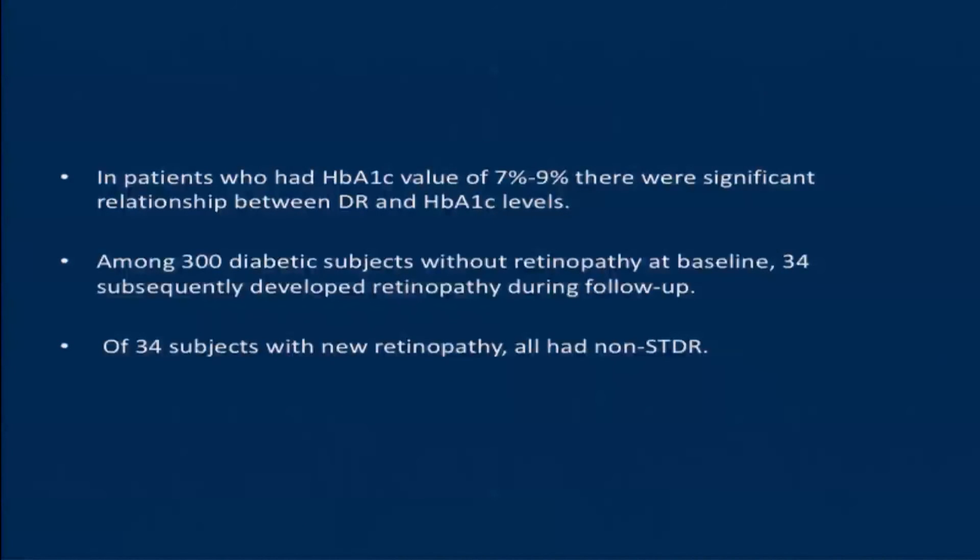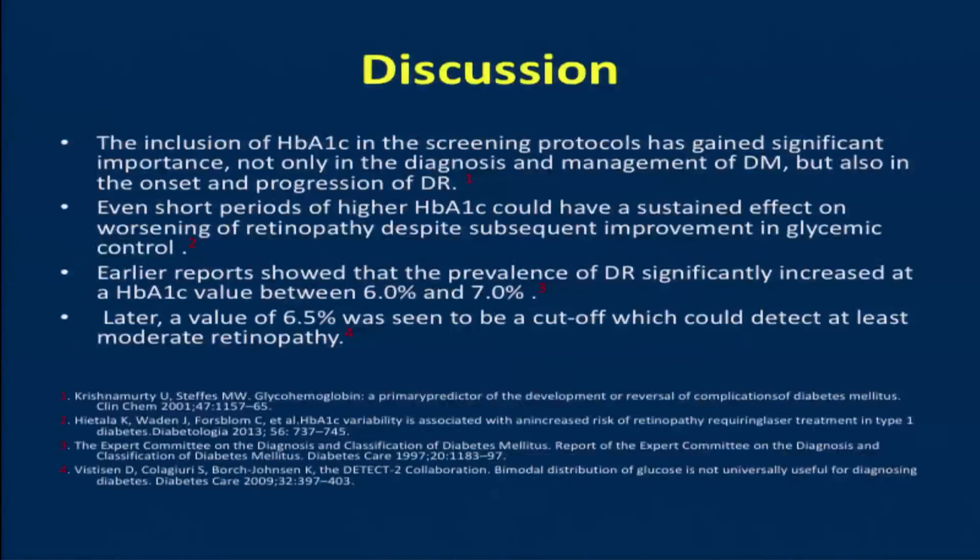In patients who had glycosylated hemoglobin value between 7 to 9, there were significant relationship between diabetic retinopathy and glycosylated hemoglobin level. Among 300 diabetic patients without retinopathy at baseline, 34 subsequently developed retinopathy during follow-up. Out of 34 subjects, the new retinopathy all had non-sight-threatening diabetic retinopathy.